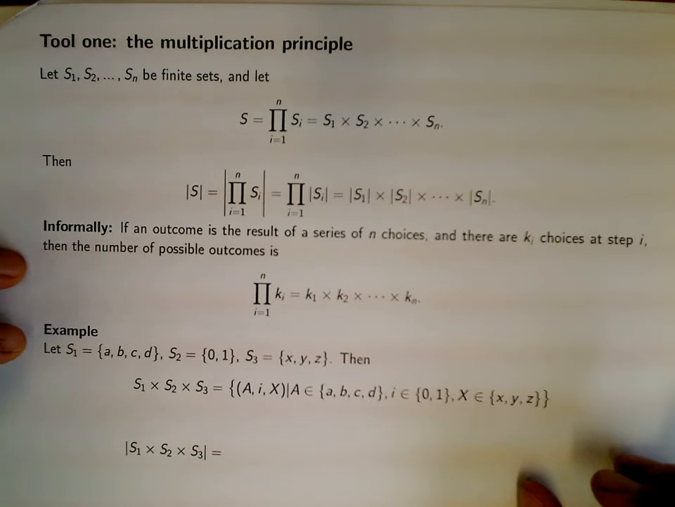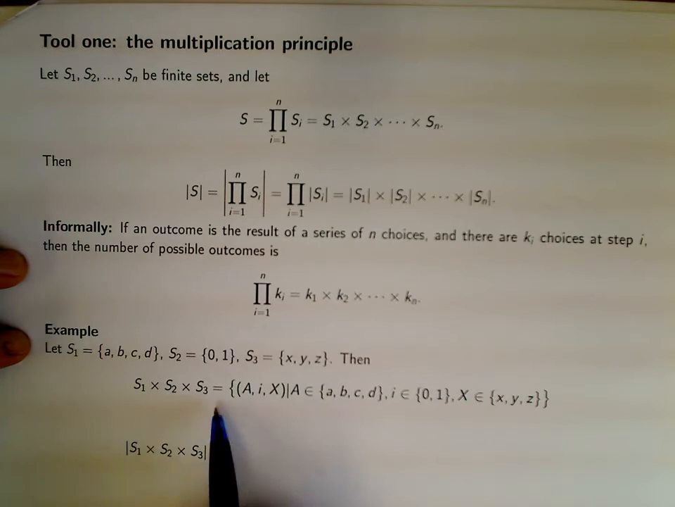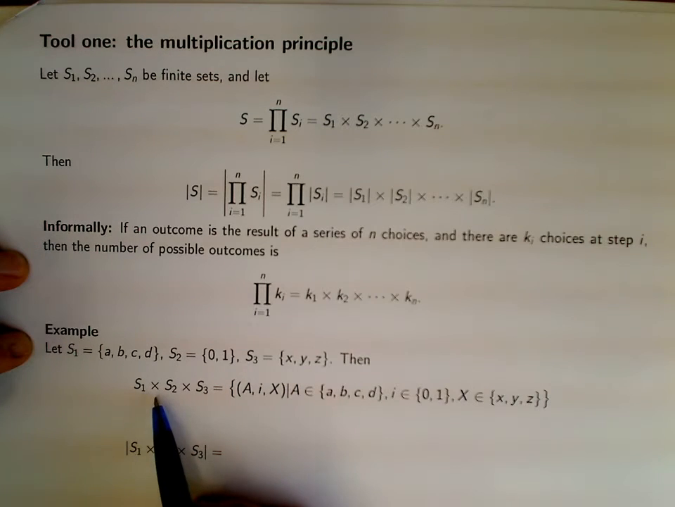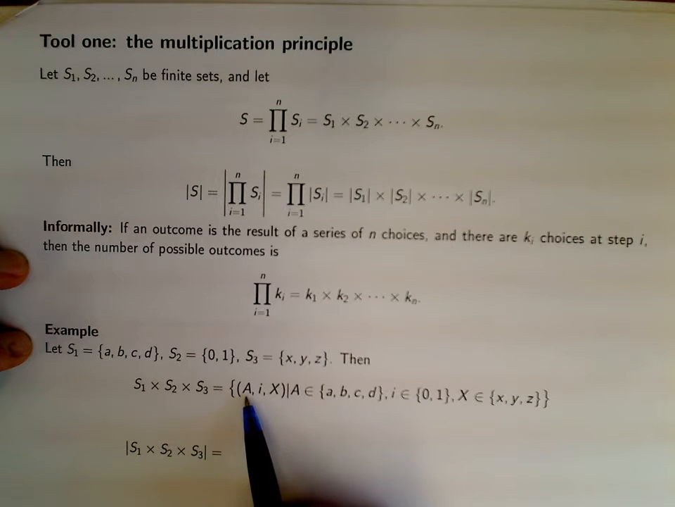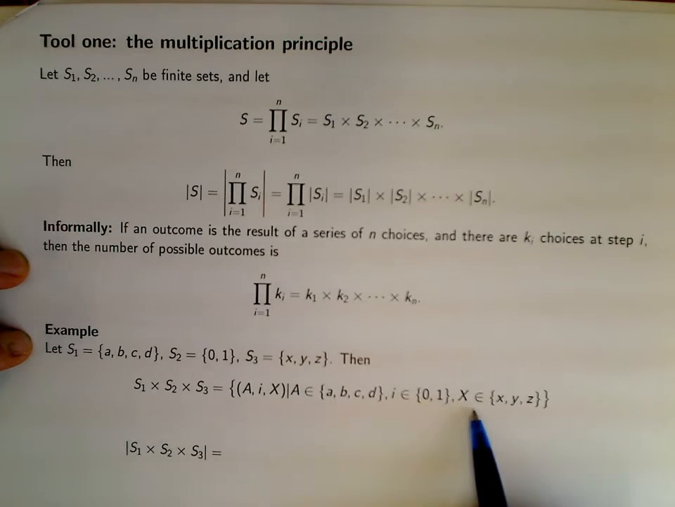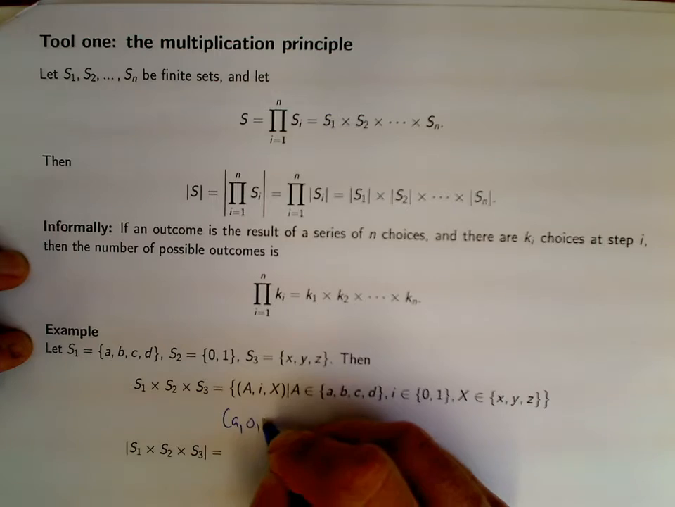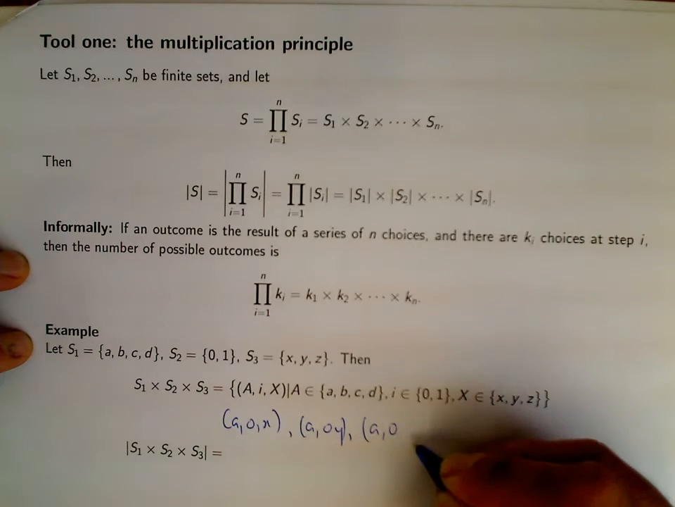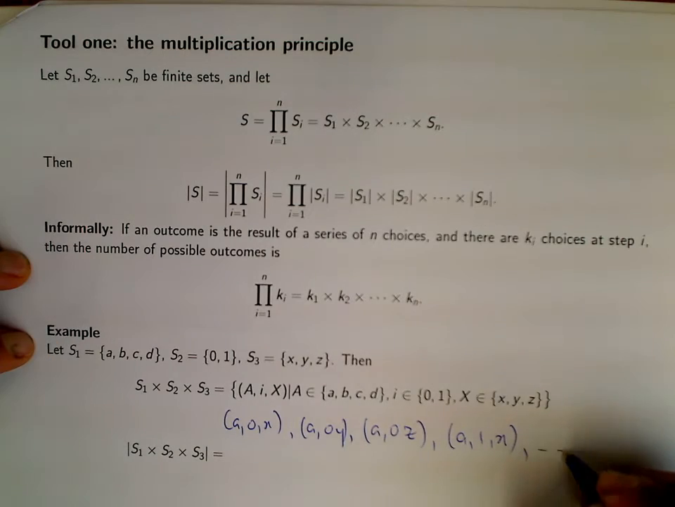So just to illustrate that with an example, let's suppose that S1 is the set A, B, C and D, S2 is the set 0 and 1, and S3 is the set X, Y, Z. Okay, so then this Cartesian product, S1 cross S2 cross S3, consists of triples that look like A, i, and X, where A comes from the set A, B, C and D, i comes from the set 0 and 1, and X comes from the set X, Y, Z. Okay, so we're looking at things like, say, A0x, then A0y, A0z, say A1x. So if I were listing them systematically, I could go off and do them like that.